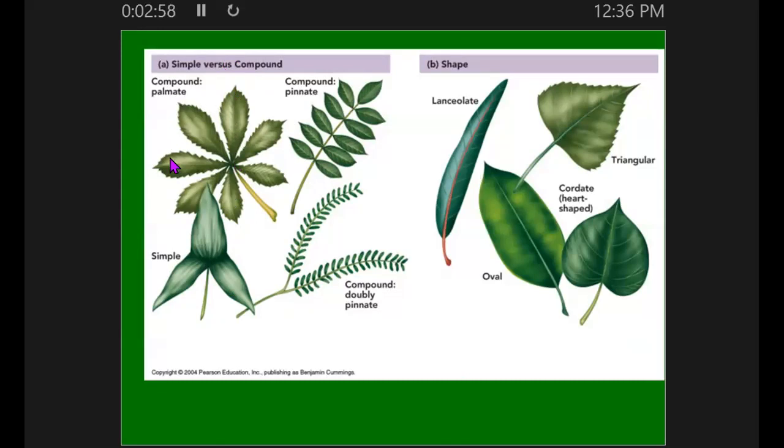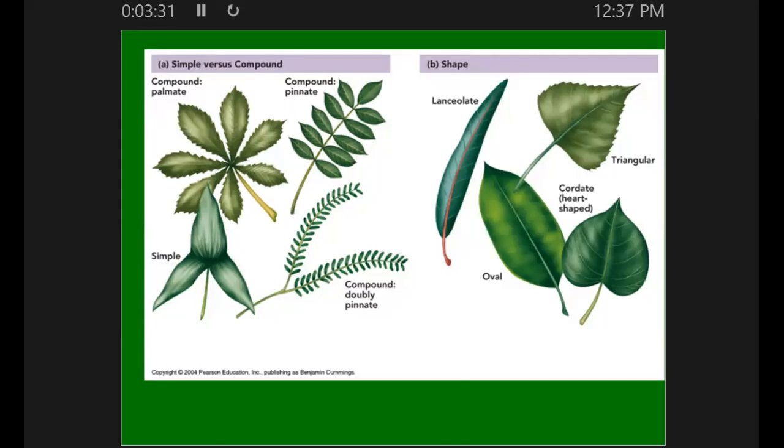So compound palmate, what they mean there is palmate is actually referring to the palm of your hand. If you think about the point of attachment as the center of your palm, and then all the leaves coming off of it, like your fingers, that's the palmate design. And then you have compound pinnate, where they're more alternate or opposite attachment here. And so you get those types of designs.